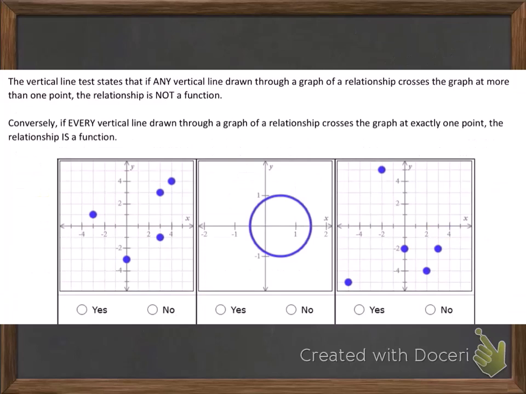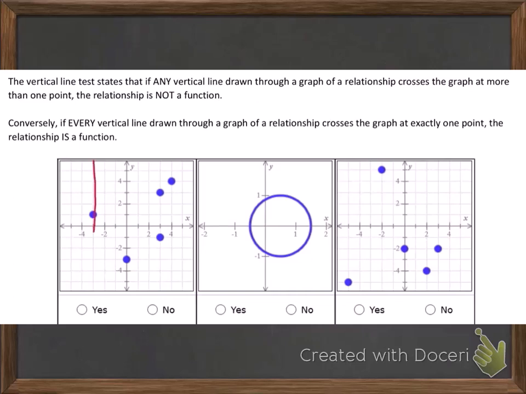The last thing that we can do is the vertical line test. The vertical line test states that if any vertical line drawn through a graph of a relationship crosses the graph at more than one point, the relationship is not a function. Conversely, if every vertical line drawn through a graph of a relationship crosses the graph at exactly one point, the relationship is a function. Let's start with the first graph.